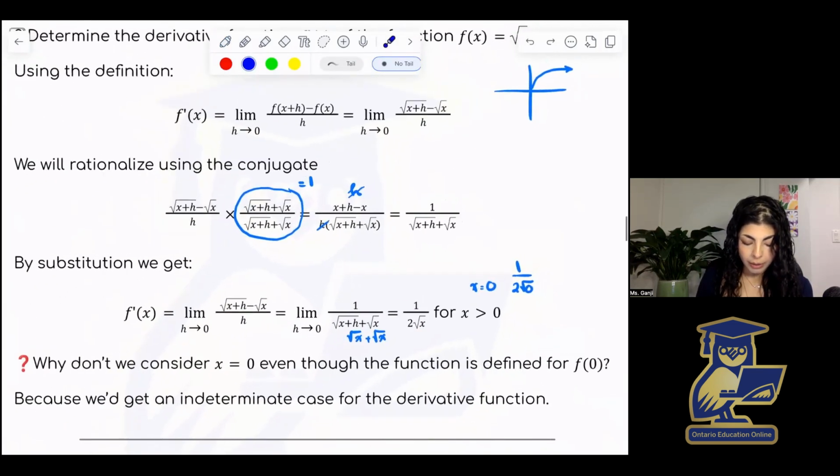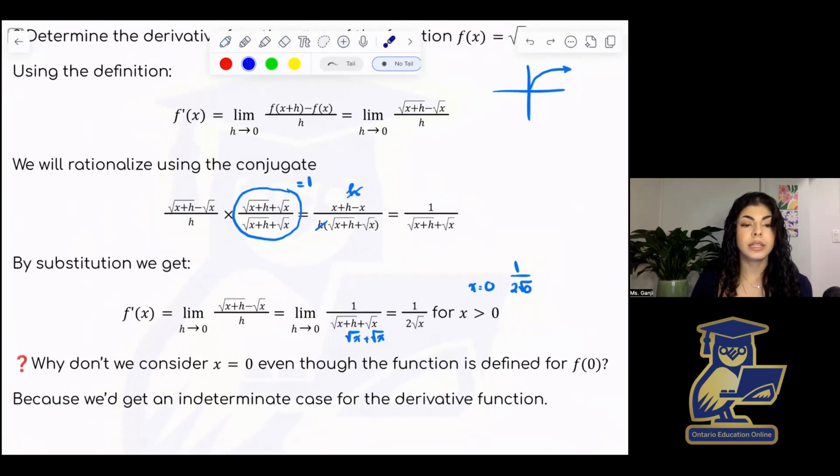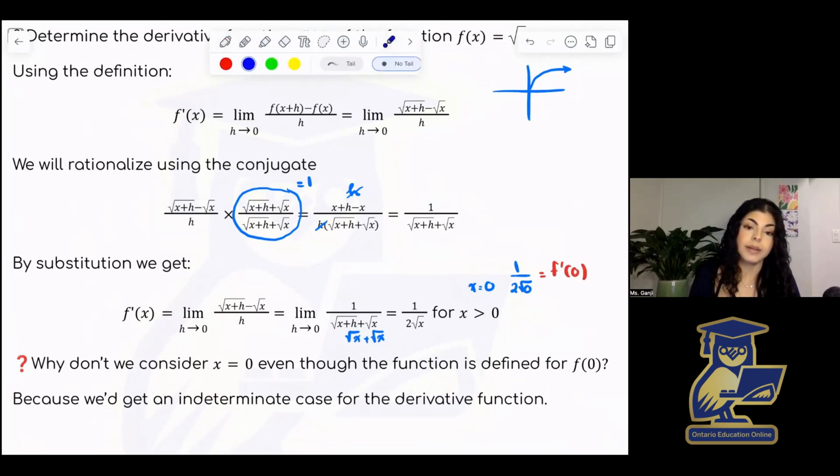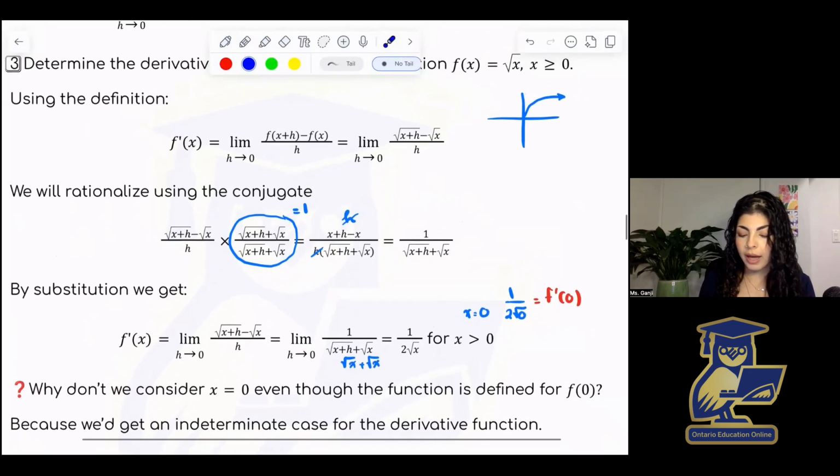And my question for you is, why don't we consider x = 0 even though the function is defined for f of 0? And that's exactly because of this calculation right here. Because if you try to substitute the input 0 into the derivative function, and this is just f prime of 0, this is not defined.